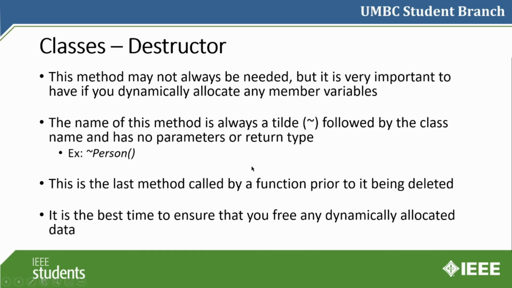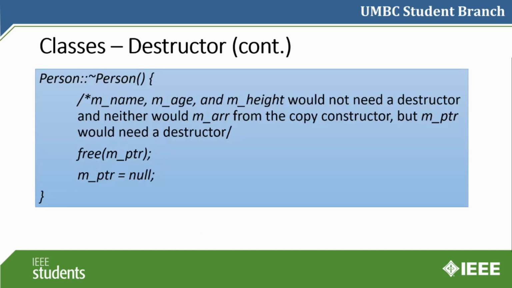This is the last method called prior to the instance of that class being removed completely, whether that's from your code finishing execution or from freeing a dynamically allocated instance of one of these classes. This is an example of a destructor for the person class we've been mentioning so far. mName, mAge, and mHeight do not need a destructor because they are all just primitive data types.